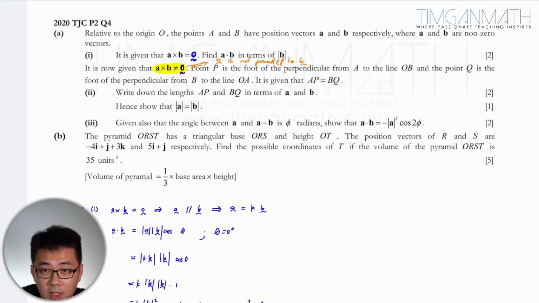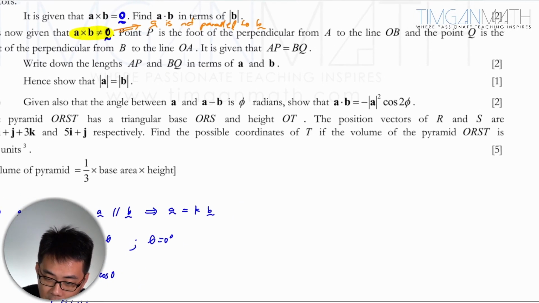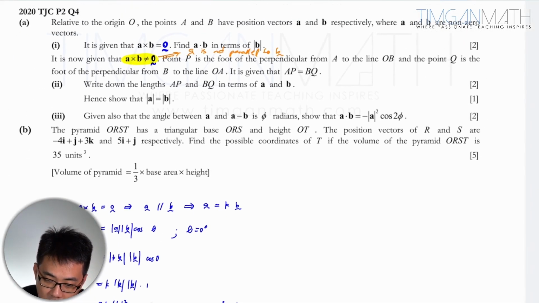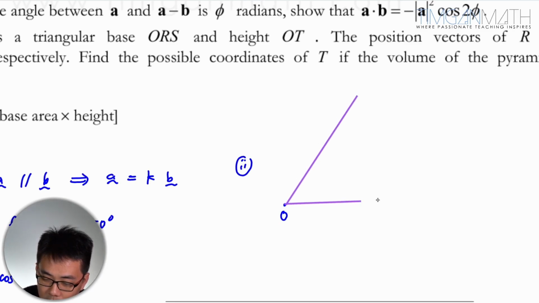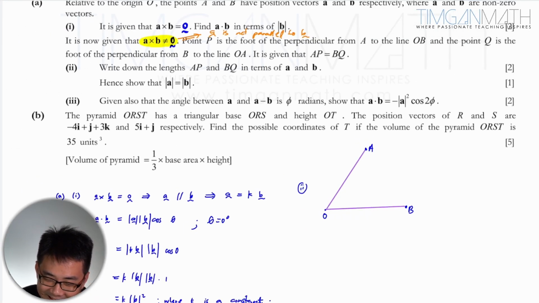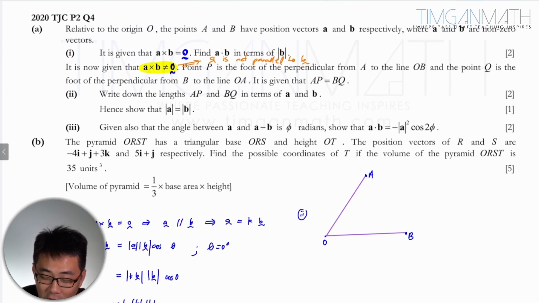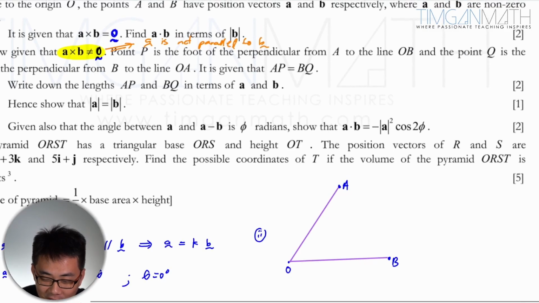Point P is the foot of the perpendicular from A to the line OB. So if there's an A, there's a B. Part 2. Just draw it out. So this is O here. Then this is A, OA and OB. I can't stress this enough, I'm very stressed. Always draw when you're doing vectors questions. Don't leave it to chance. Drawing itself requires practice, okay? Don't try to save time by not drawing.